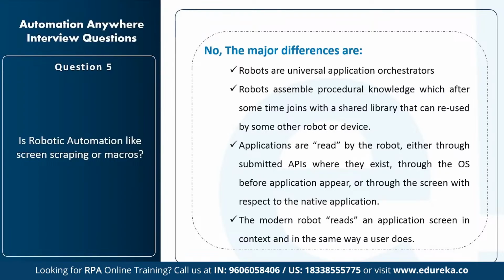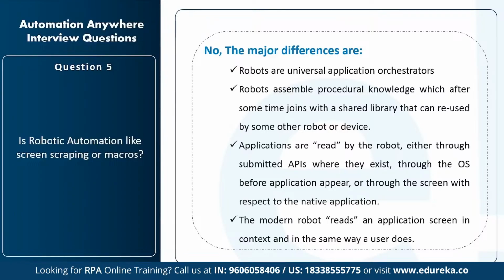Robots basically assemble procedural knowledge which after some time joins with a shared library that can be reused by some other robots or devices. So applications are read by the robots either through submitted APIs where they exist through the operating systems before the application appears, or through the screen with respect to the native application. In this last case, the modern robot reads an application screen in context the same way the user does, right? So as part of the robot training, it is shown how to read an application display much like a user is shown.